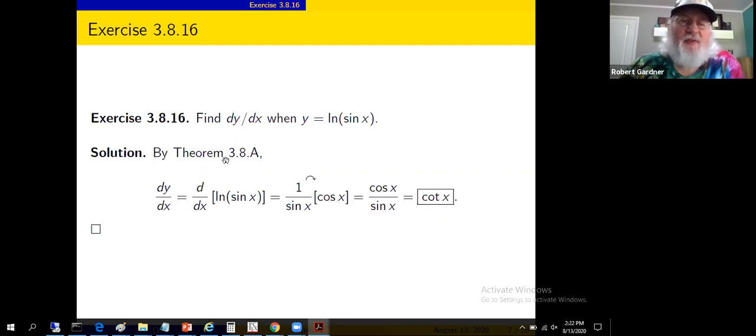That's explicitly what Theorem 3.8.a said. You're probably better off remembering I differentiate logs by taking reciprocals, and then I respect the chain rule. The chain rule then says tack on the derivative of the inner stuff. So that's where the cosine comes from. If you want to simplify, we get cosine over sine, which is cotangent. So easy enough to take derivatives involving log functions. Just know the technique that the derivative of log is 1 over.